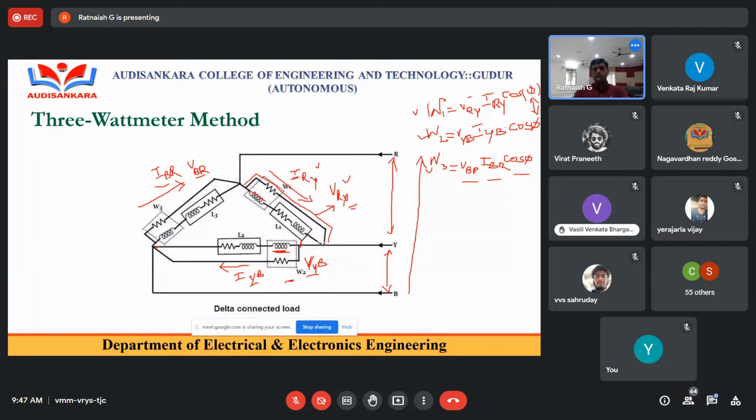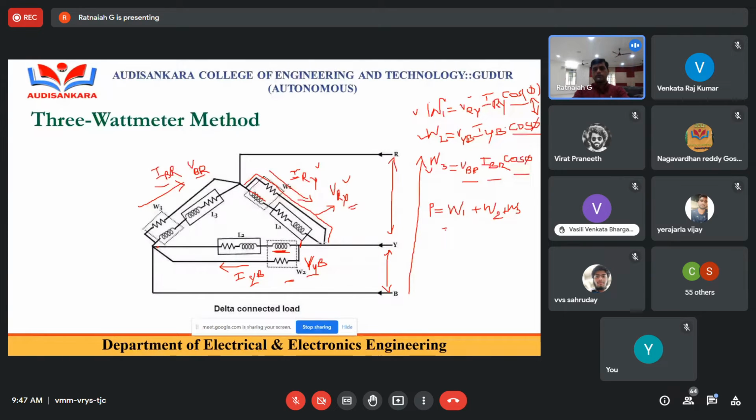If the load in a delta connected network is balanced, then the per phase power factor is the same, that is cos phi. Whatever value appears in the first wattmeter, the second wattmeter and the third wattmeter is also the same. So then what is the total power absorbed by the load, that I can calculate. The total power P is equal to the sum of the three readings. Therefore, I can write W1, that's the first reading, plus the second reading, plus the third reading, that is W3.